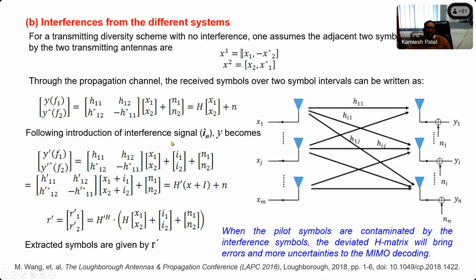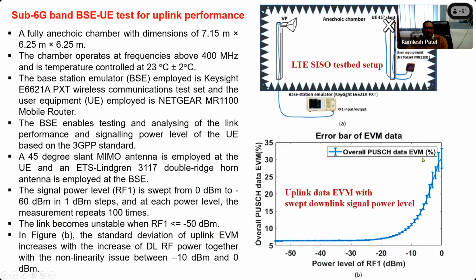When we are introducing the interference signal, there will be an addition here, and we will have a new value of y, as y prime, f1, y prime star, f2. So this consists of the h coefficient, x data, I data, and the n data. So this is the contribution on the receiver end from the different systems.